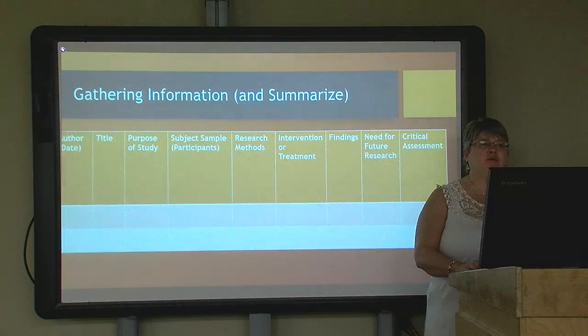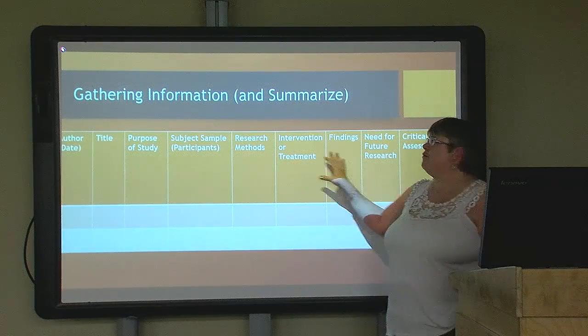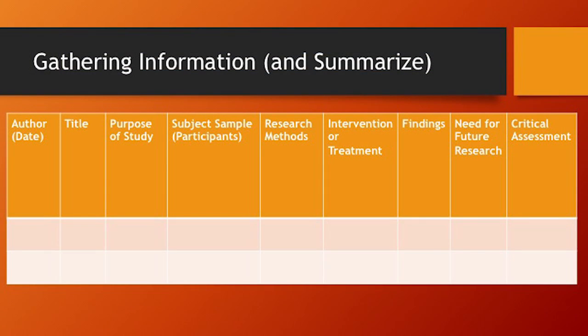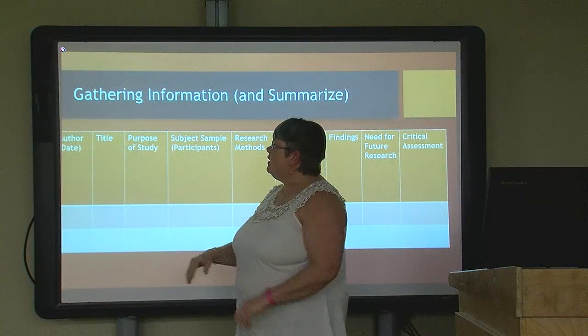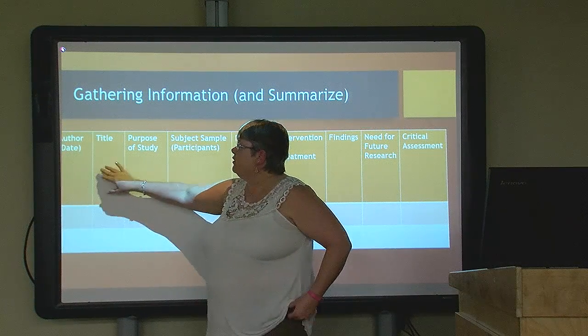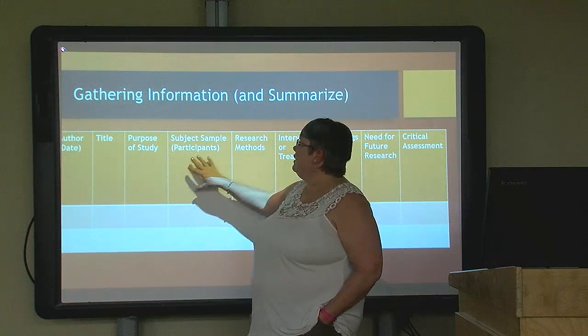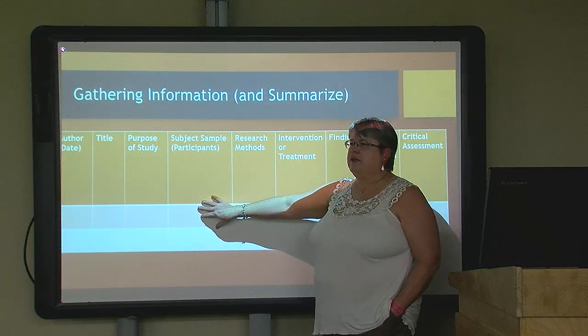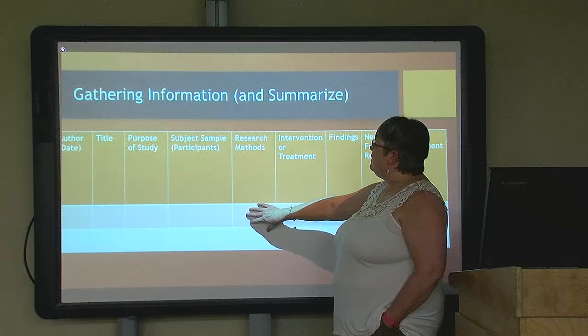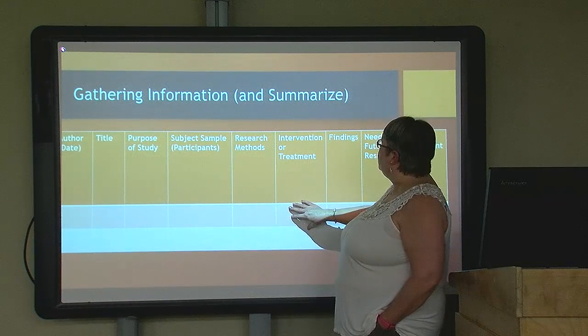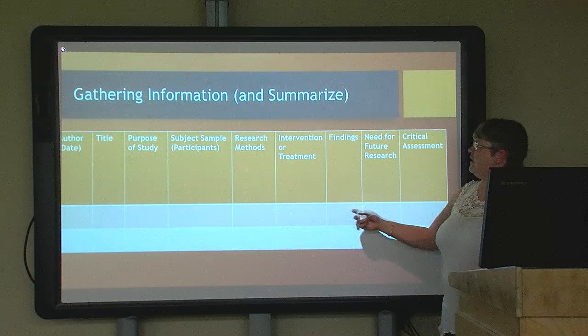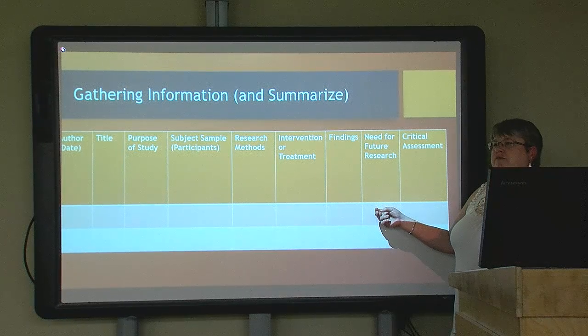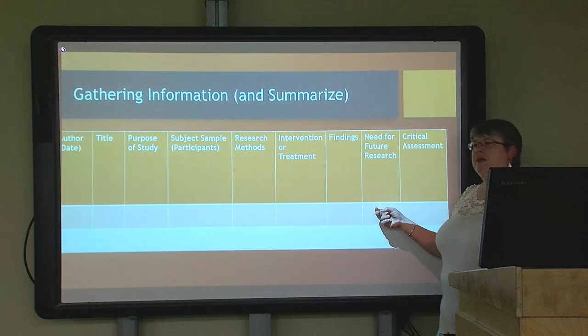However, the most important thing is, so this is a form that you can use. If you wanted to, this is just like a table or a spreadsheet, but this would be a way to organize it. Like I said, I use cards is where I've organized mine, but here this would be where you could put the author, the title, the purpose of the study, sample participants, who did they use in their study, what methods did they use, what intervention did they use, what were their findings, did they say there was a need for future research.